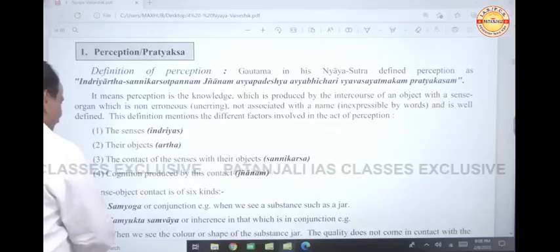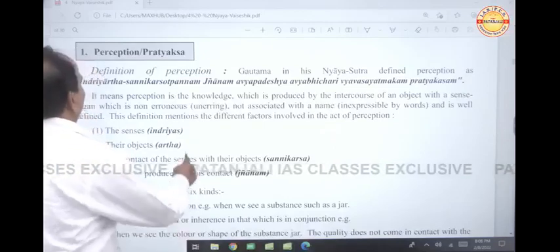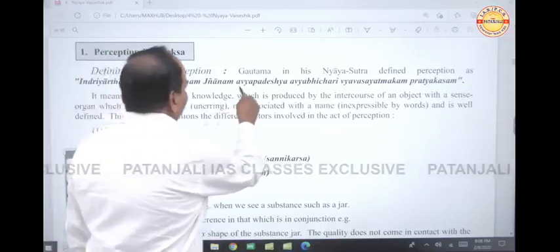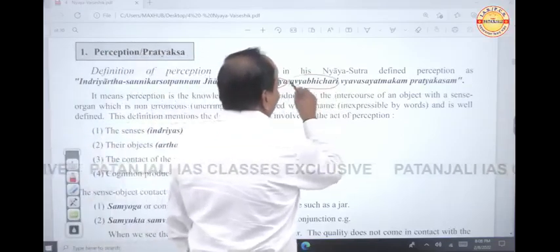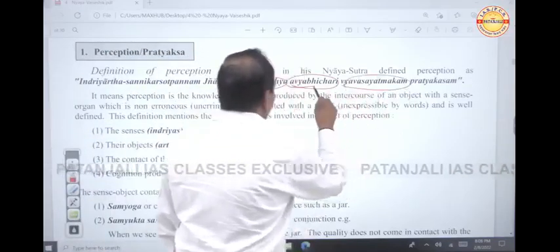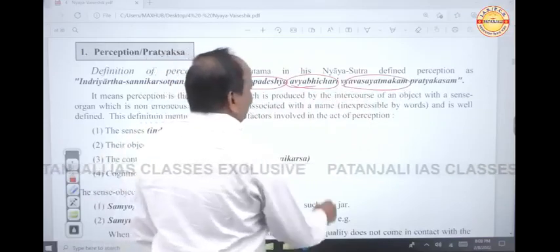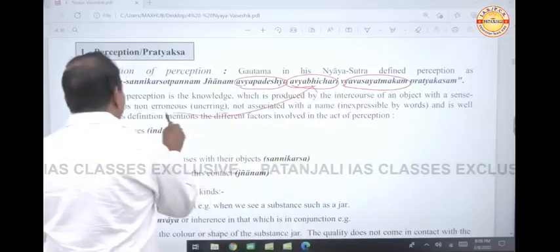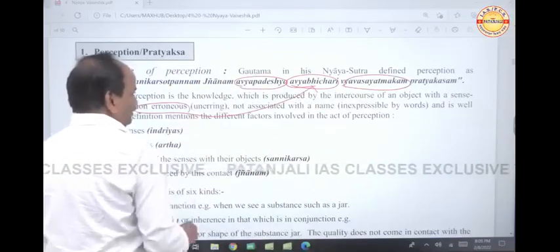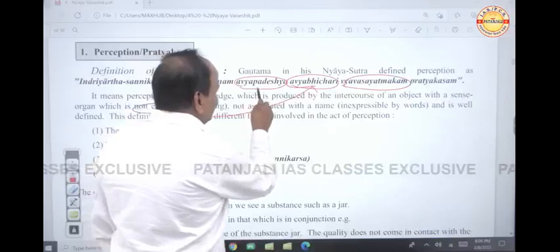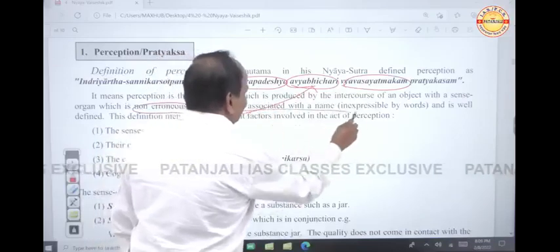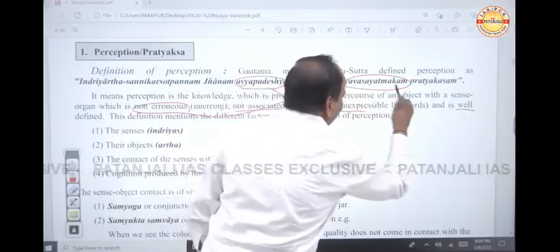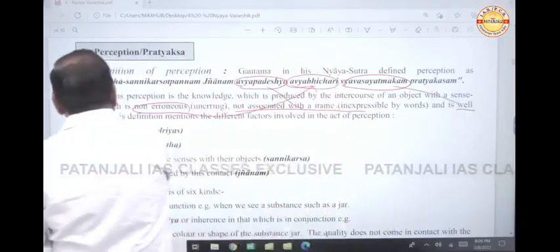And see here, overall in pratyaksham three technical terms are used: avyapadesh, avyabhichari, vyavasayatmakam. Avyabhichari means non-erroneous, must be available. ये मीनिंग यहाँ पे है, नॉन इरोनियस. अव्यपदेश्य means not associated with a name. This one is the meaning of that one. And vyavasayatmakam means well defined, it should be clear.